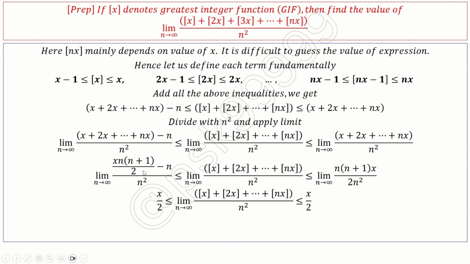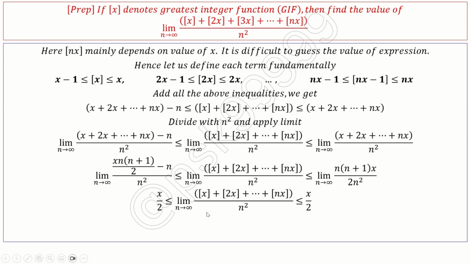So the x by n and minus 1 by n terms will become zero because they have 1 by n terms. So I'm left with x by 2 here. Similarly on the RHS side also, if I divide, I am left with x by 2 only. Here I am left with 1 by n terms, which is nothing but 0.